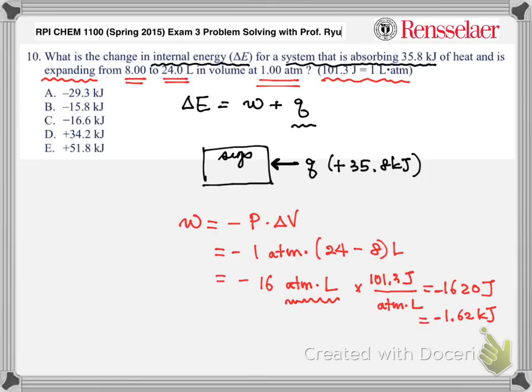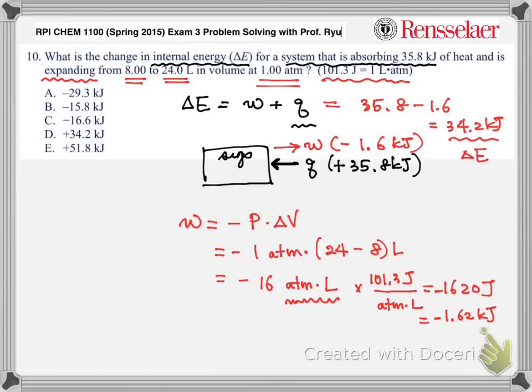So the system is expanding, so the work is done by the system. The amount is minus 1.62 kilojoule. Therefore, the answer for this is 35.8 minus 1.6. That will lead me to 34.2 kilojoule. That's the total change in the internal energy, which is D.